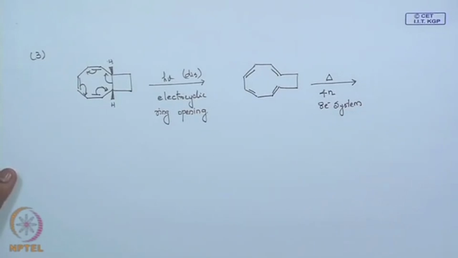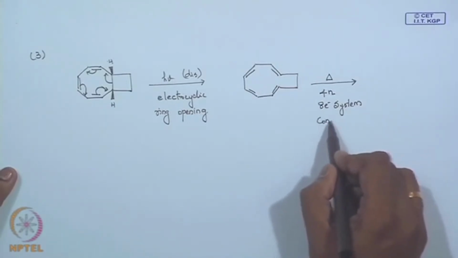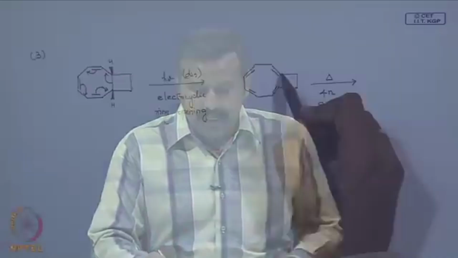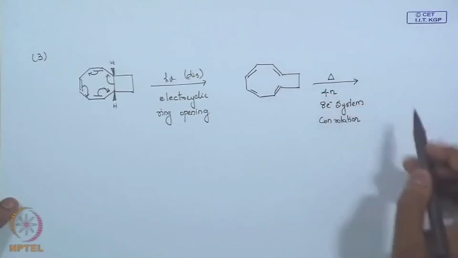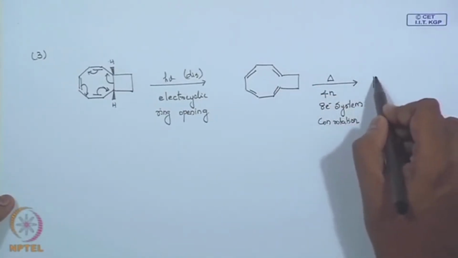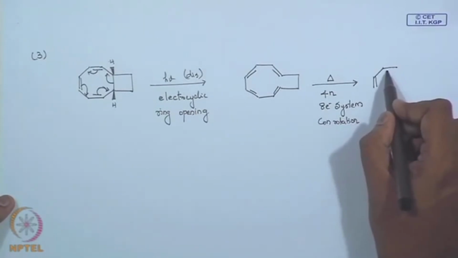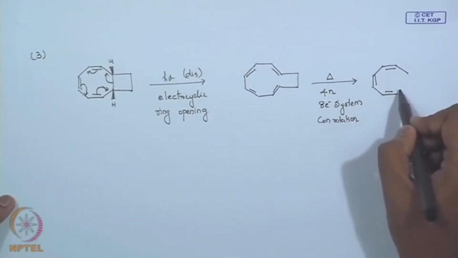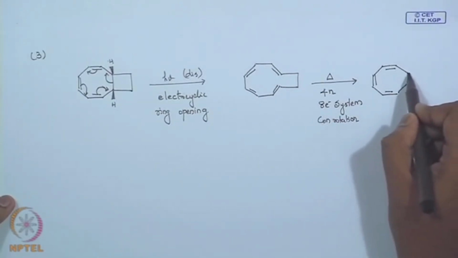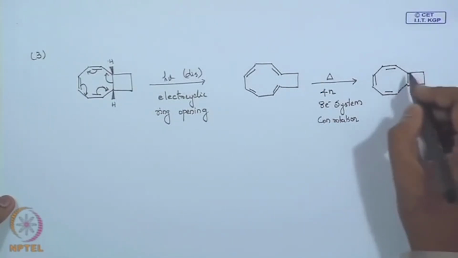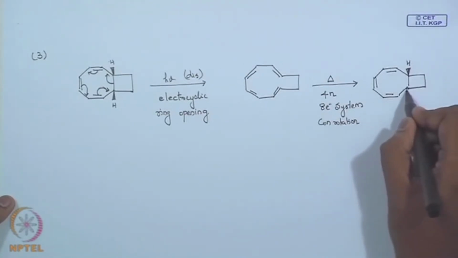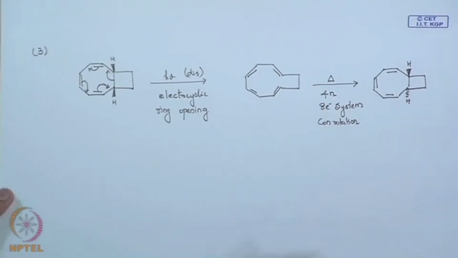So, what does 4n say? 4n says con rotation for you. You know now how to ring close and how to con rotate, and you are clear with your hydrogens. So, there is no problem for you right now.